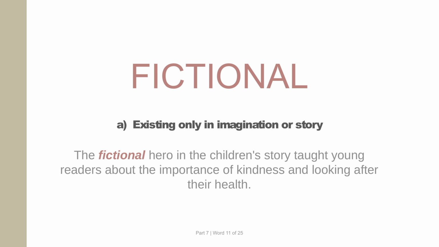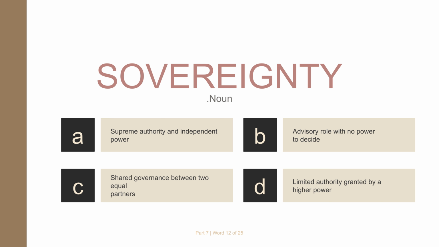health. Question 12. What is the meaning of sovereignty? Option A. Supreme authority and independent power. Option B. Advisory role with no power to decide. Option C. Shared governance between two equal partners. Option D. Limited authority granted by a higher power.